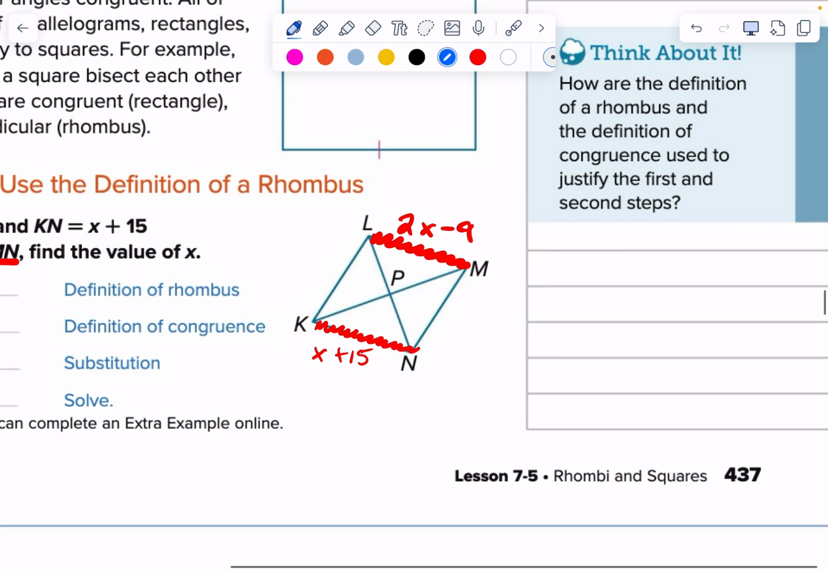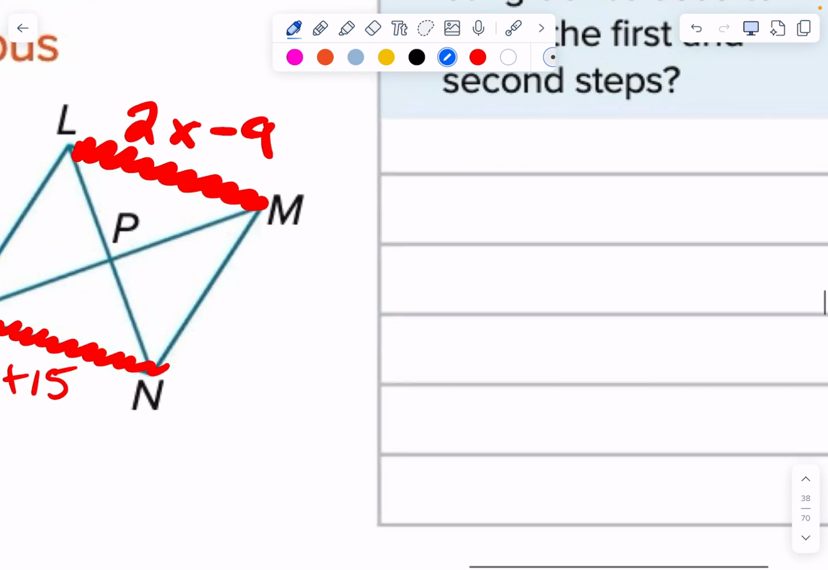They're equal to each other. That's not true for just a rhombus, but that's true for a parallelogram anyway, right? So the opposite ones are going to be the same. So 2x minus 9 equals x plus 15.